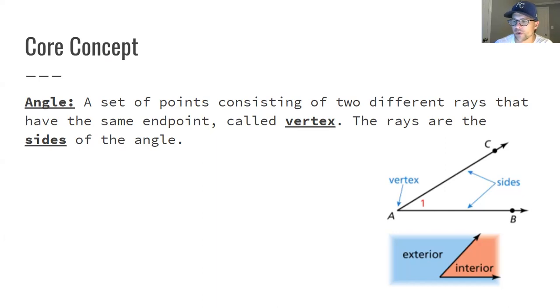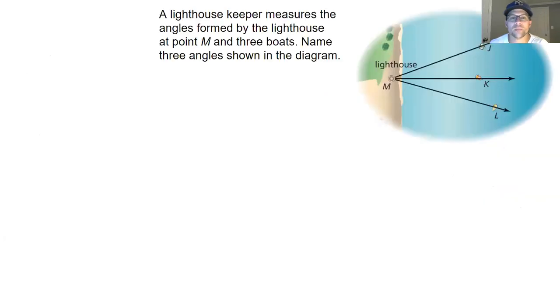Now, another thing to be aware of is the difference between your exterior and interior angle. We'll be talking about both of those later on in the course, but the interior is the area between your sides, and the exterior is the area outside of your sides.